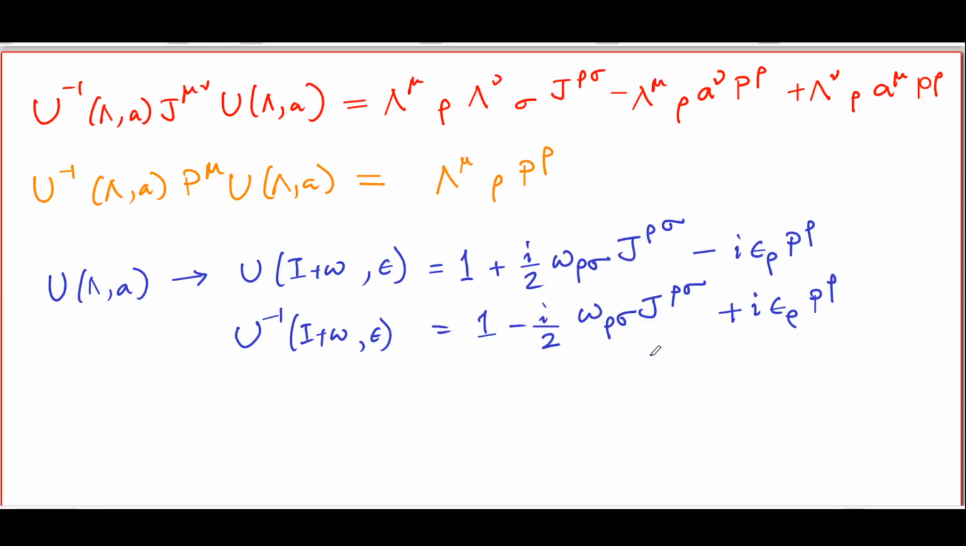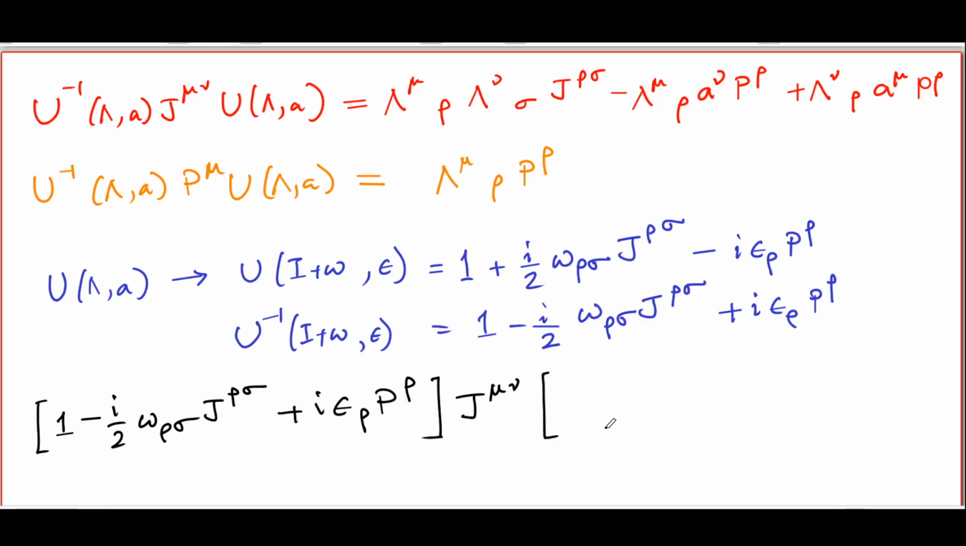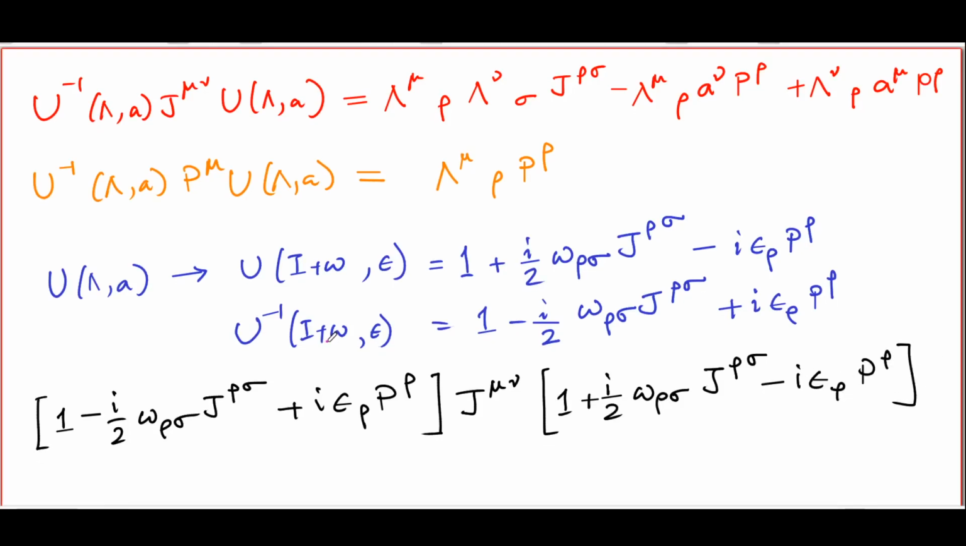Now, when I take these forms and plug them back, let's say in the first equation, the second equation will of course be very similar. What I'm going to get is the following. I get identity minus i/2 ω^{ρσ} J_{ρσ}. Note that I changed the indices here from μν to ρσ simply because I don't want to clash with the μν indices on J. So that's the U inverse. Then you have J^{μν}. Then you have identity plus i/2 ω^{ρσ} J_{ρσ} minus i ε^ρ P_ρ. This, of course, was the left-hand side of this expression.